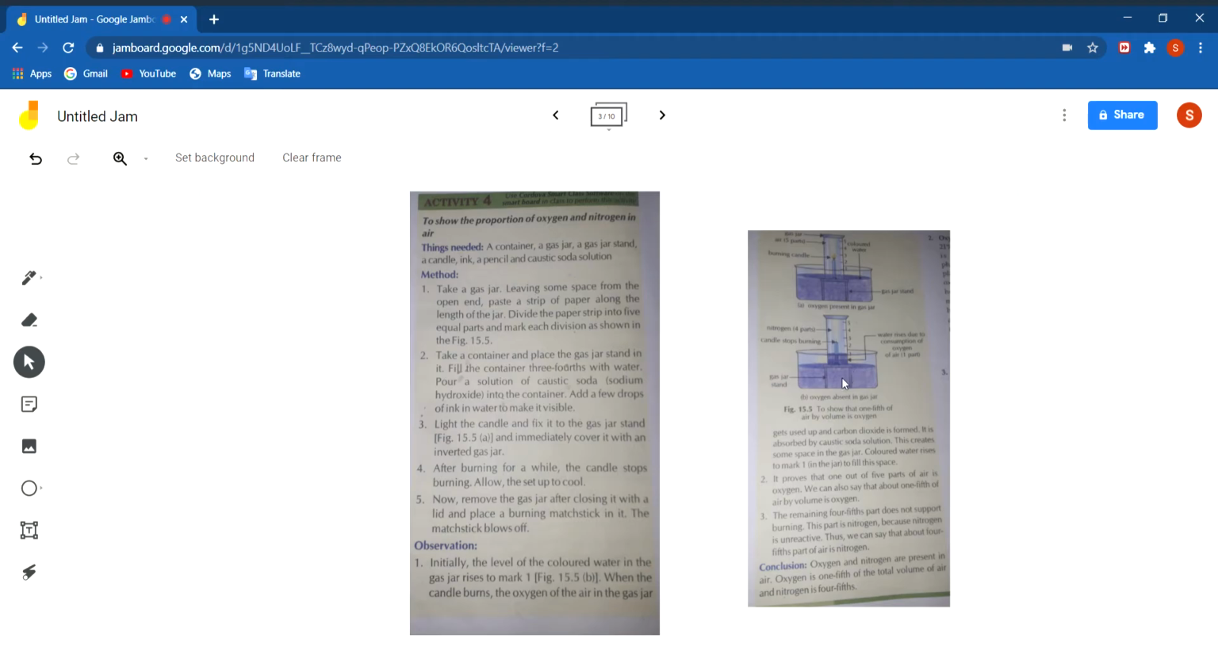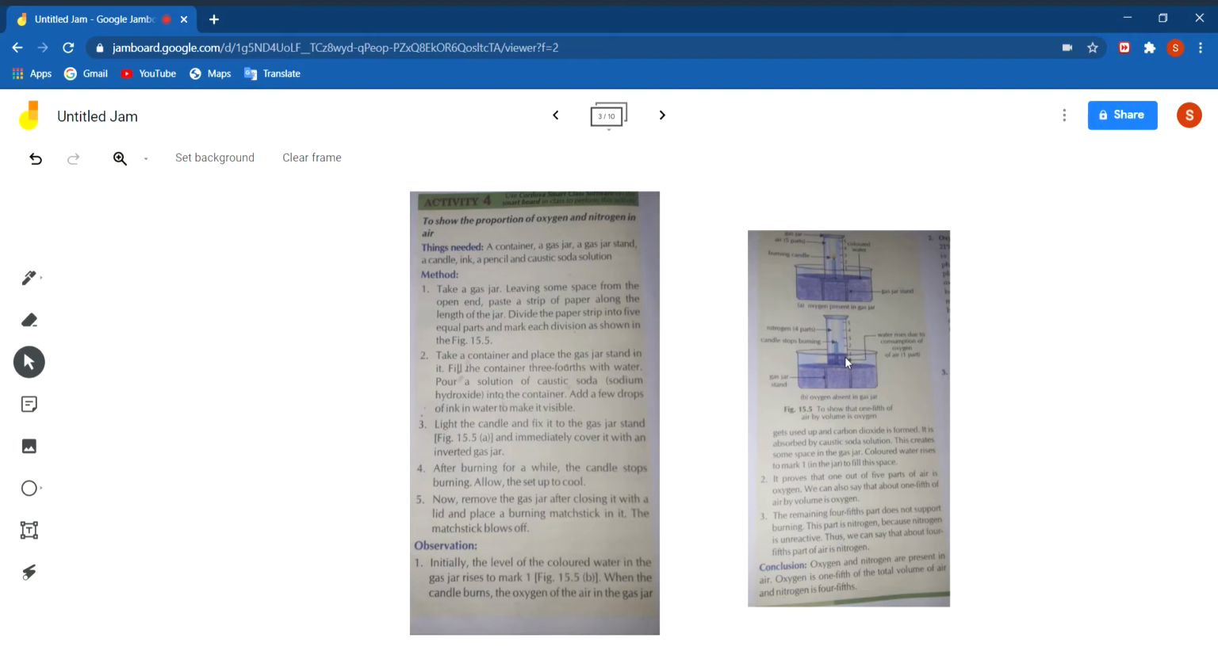The matchstick blows off. What you will observe is, initially the level of the colored water in the gas jar rises to mark 1. Then when the candle burns, the oxygen in the gas jar gets used up and replaced by carbon dioxide, which is absorbed by the caustic soda solution, and this creates some gas space in the gas jar, and colored water rises to mark 1. It proves that one 5th part of air is oxygen.